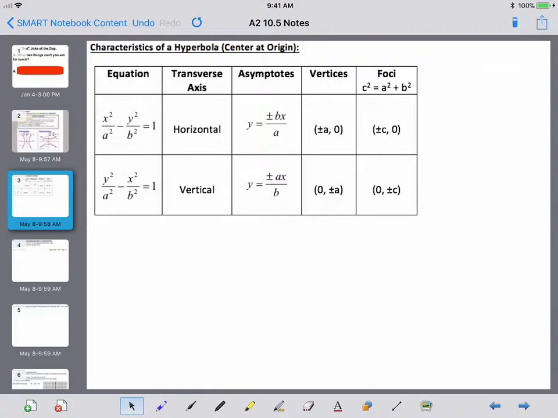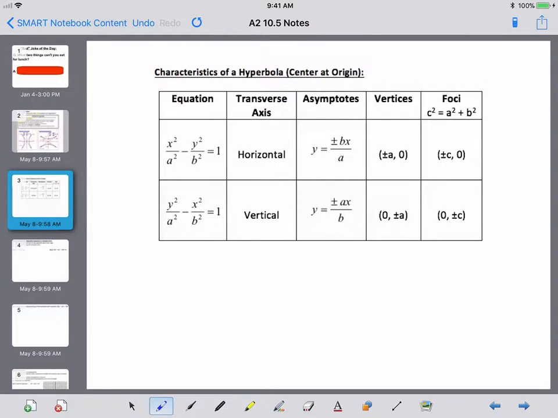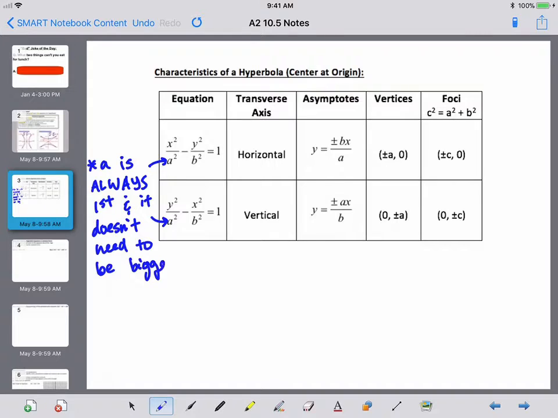A few things that I want to point out about the info you've got here is that these equations are very similar to ellipses, but there are some key differences. First of all, A is always first, and unlike ellipses, it doesn't need to be bigger than B. And that's one of the main differences between hyperbolas and ellipses.